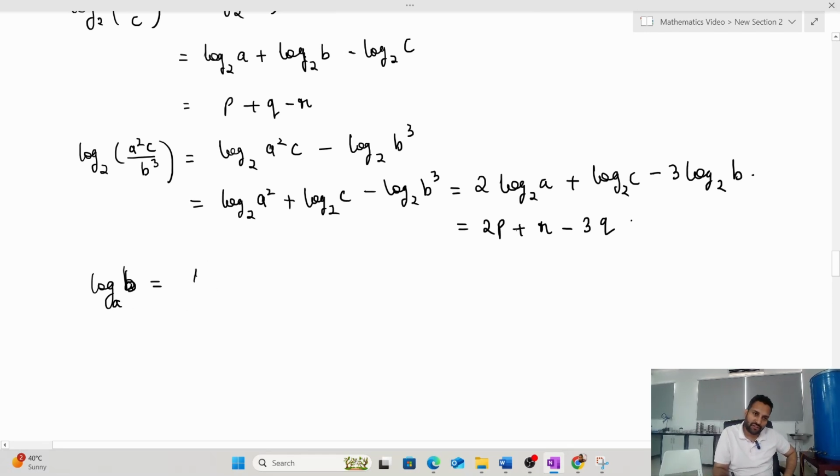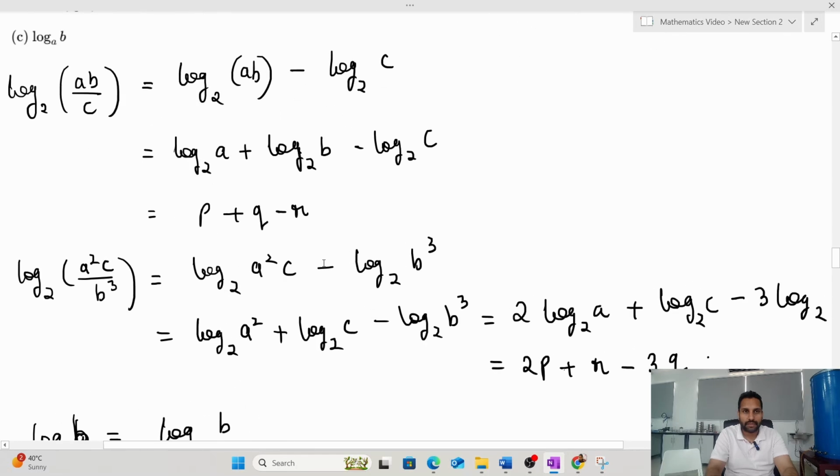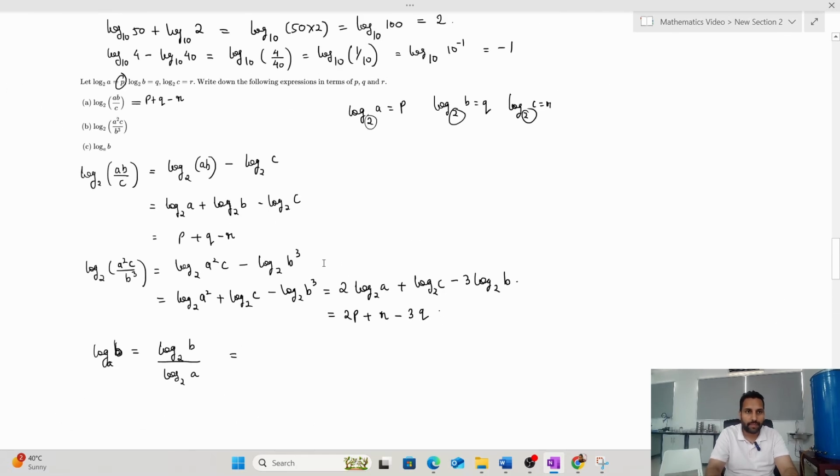So now we need to use change of base rule. So if I use change of base rule, I will change the base to 2. So log base 2 b divided by log base 2 a. So log base 2 b is nothing but q, and log base 2 a is nothing but p. So the answer is q over p.